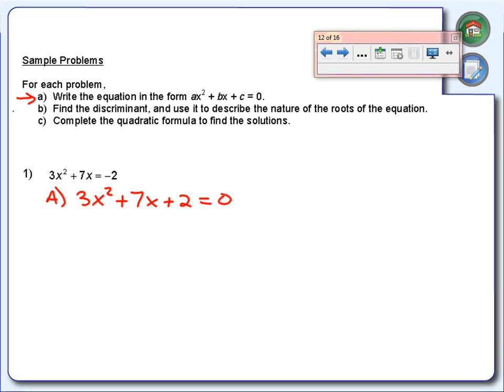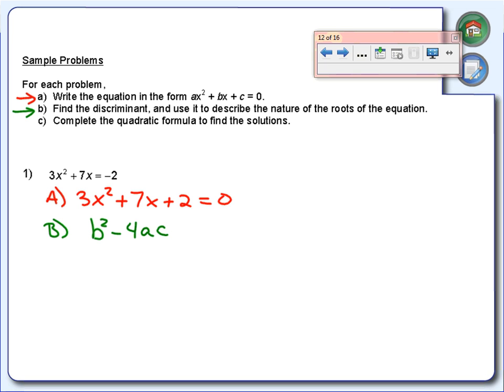Second thing they're asking for is for us to find the discriminant and use it to describe the nature of the roots. All right, so the discriminant was this little formula right here: b squared minus 4ac. That right there is our discriminant.